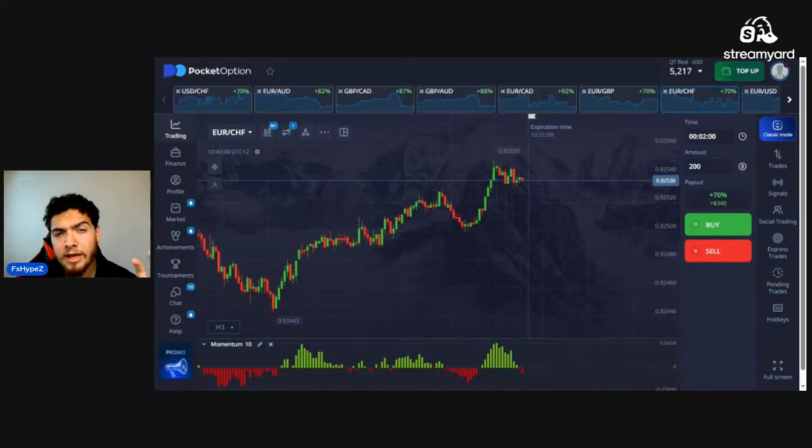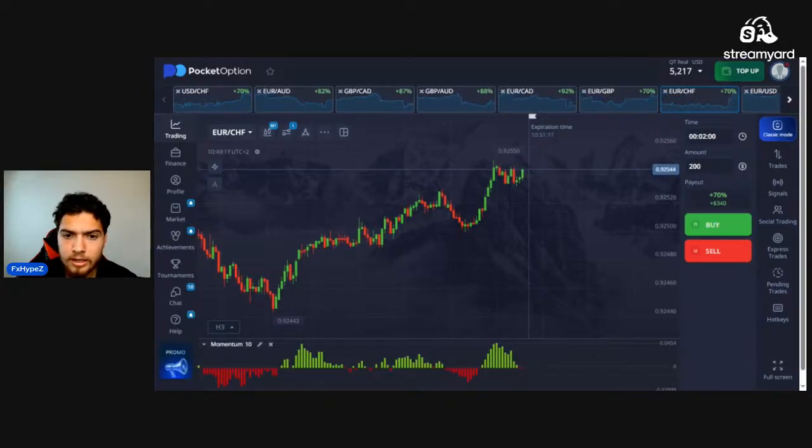We're going to be taking a look at the momentum indicator, what it is and how we can use it. The momentum indicator is used to measure the speed and strength of price changes in an asset, and that applies to all assets.